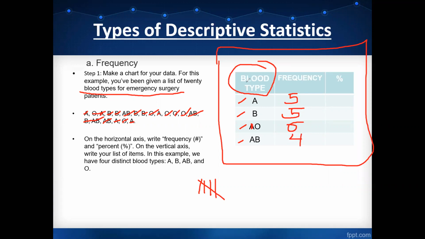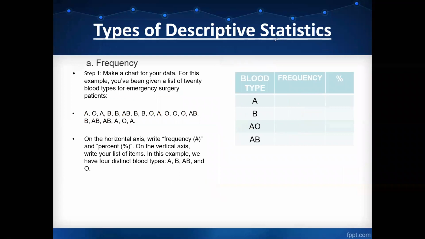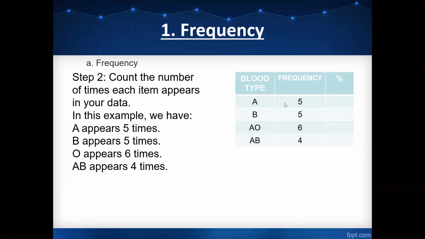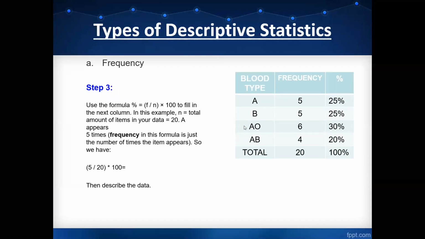So let's move on. This is the number mentioned in the data. That is the frequency. Now let's proceed with the percentage. How are we going to do this? A appears 5 times, B appears 5 times, O appears 6 times, and AB appears 4 times. For the percentage, this is the formula. Very simple.